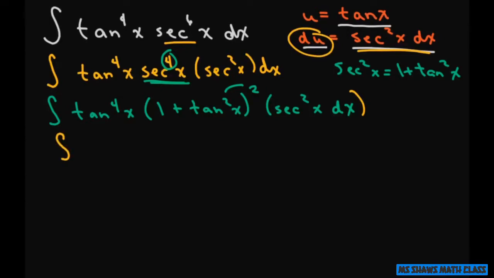Let's go ahead and do that. So we have u to the 4th, times 1 plus u squared, squared, and then this is just going to be du.